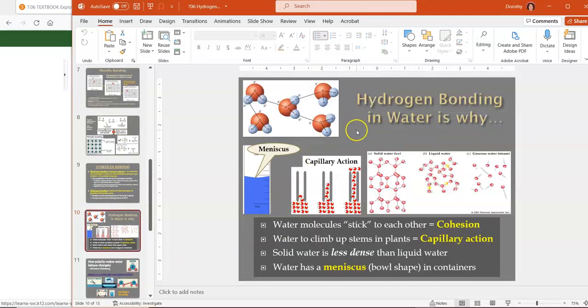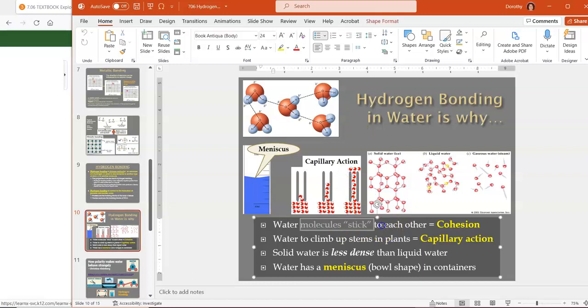Hydrogen bonding is why water sticks to itself. Water molecules stick to other water molecules, and what this causes is cohesion in plants. Okay? In other words, it causes cohesion of water molecules. If you see a droplet of water on a plant, why do the molecules in that droplet stick together? How come they don't just fall apart? And it's because of hydrogen bonding.